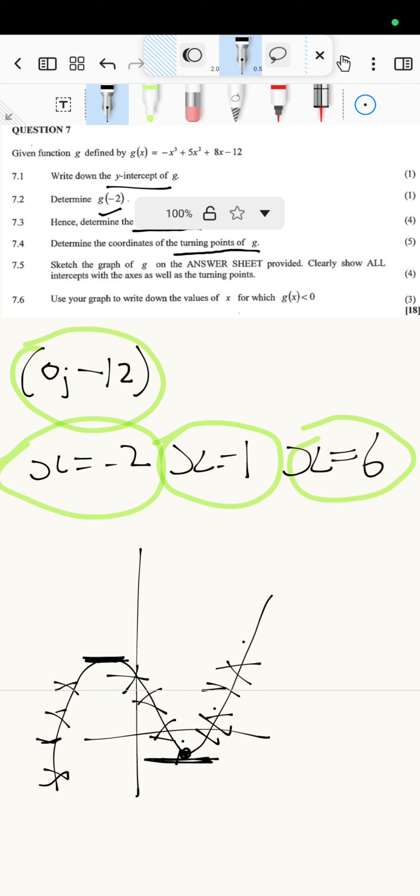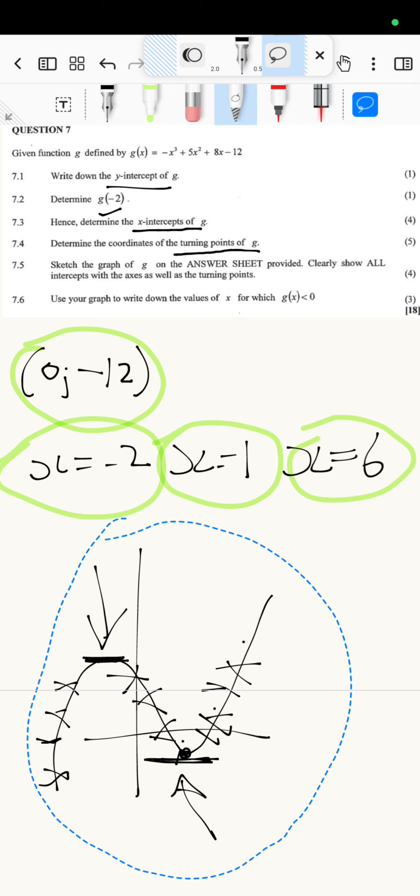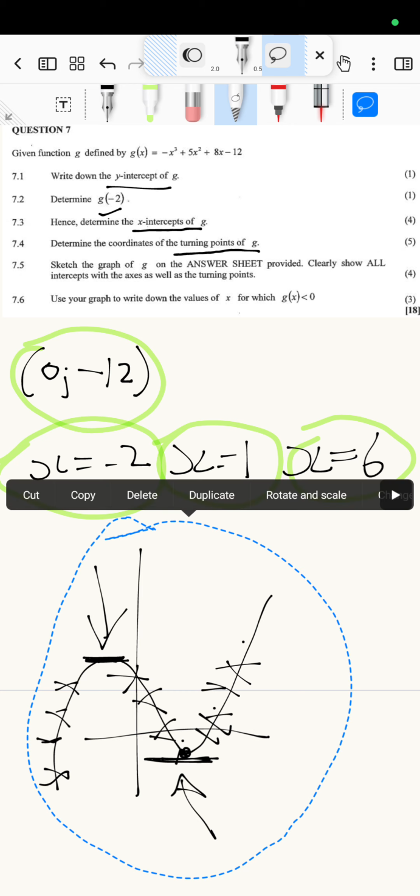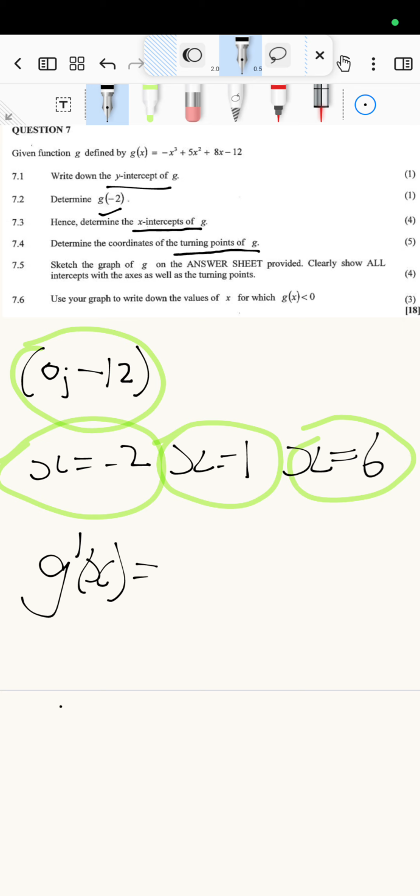My point is, at our turning points it is flat. And because it is flat at our turning points, what we should know is that our gradient is equal to 0. Okay, so what is gradient? Gradient is derivative. So we know that the gradient, the derivative, is g prime x, and we know that at the turning point our g prime x, which is our gradient, will equate to 0. Okay, so that's what we're doing in this video.